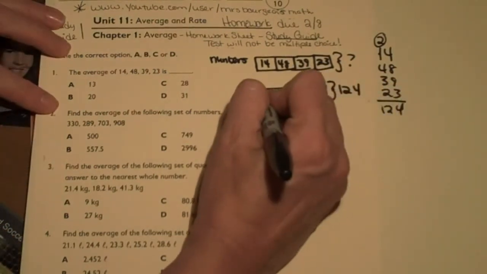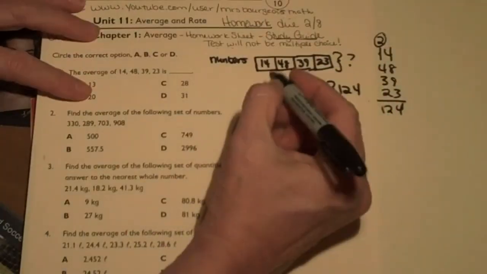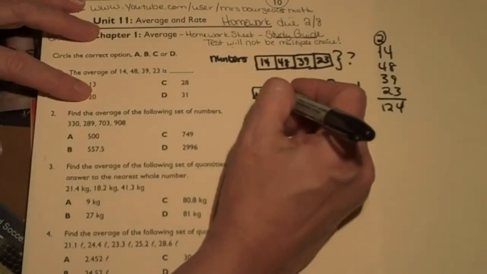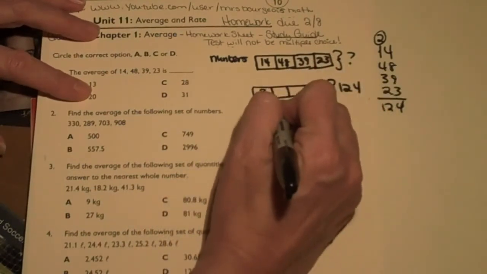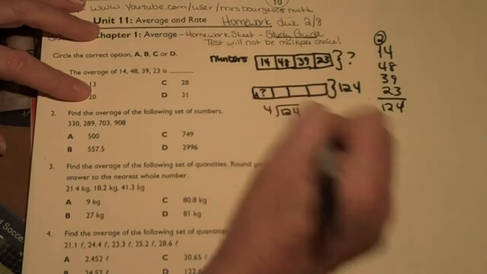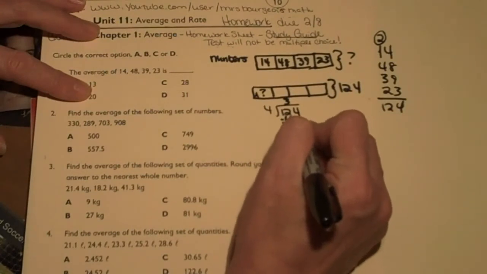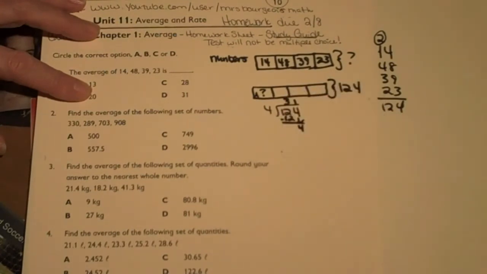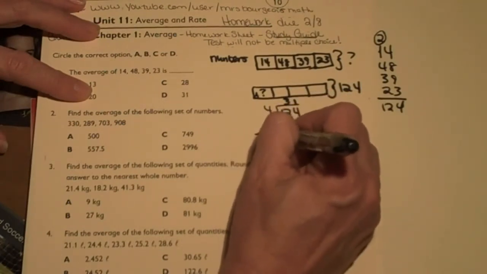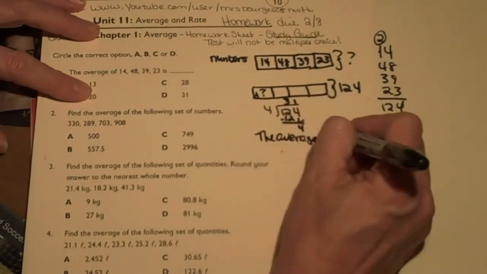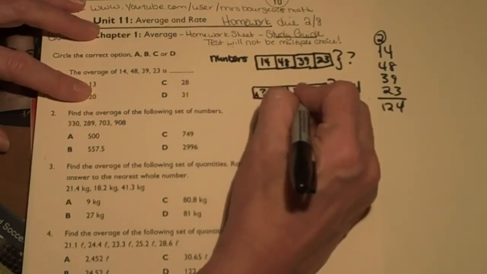Now my question mark goes here because I need to know what goes in each one of these boxes now. All of these boxes are the same. Remember, the average goes in each one of these boxes. So the way you figure out what goes in each one of these boxes is 4 dividing into 124. 4 goes into 12 3 times. 12. Bring down my 4. 31. So the average is 31. Okay? So each one of these boxes would have 31 in them.